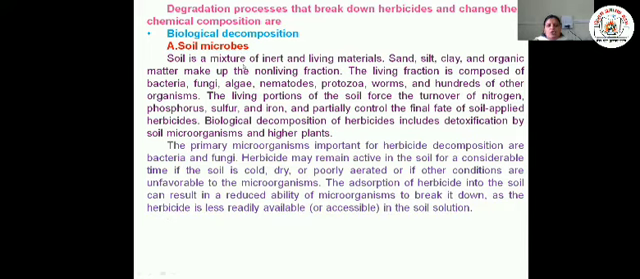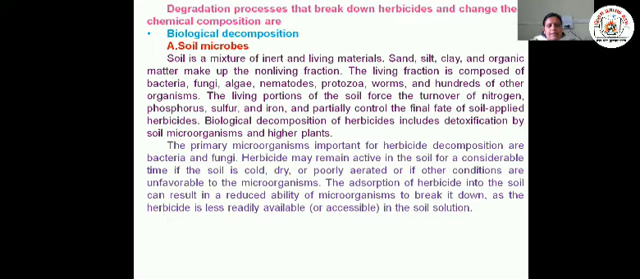Soil is the mixture of inert and living material. Sand, silt, clay or organic matter make up the non-living fraction. The living fraction is composed of bacteria, fungi, algae, nematodes, protozoa, worms, and hundreds of other organisms. This living portion of the soil forces the turnover of nitrogen, phosphorus, sulfur, iron, and partially controls the final fate of soil applied herbicides. The biological decomposition of herbicides includes detoxification by the soil microorganisms and the higher plants. Are you getting this? This is about the living portions and how they are involved in this.